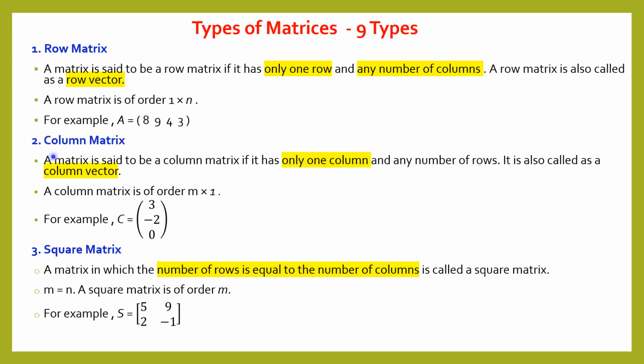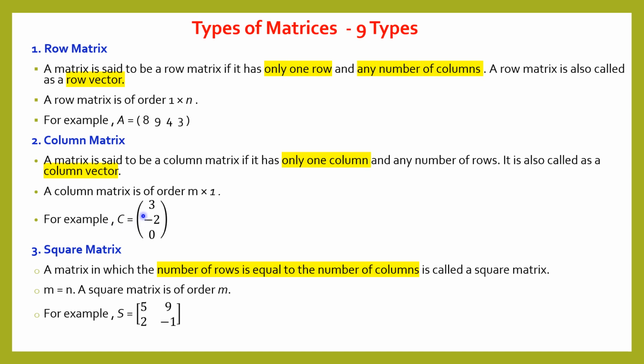Next one is column matrix. Similarly, a matrix is said to be a column matrix if it has only one column and any number of rows. It is also called a column vector. A column matrix is of order m cross 1. Here m represents the row number, 1 represents the column number. See this example.